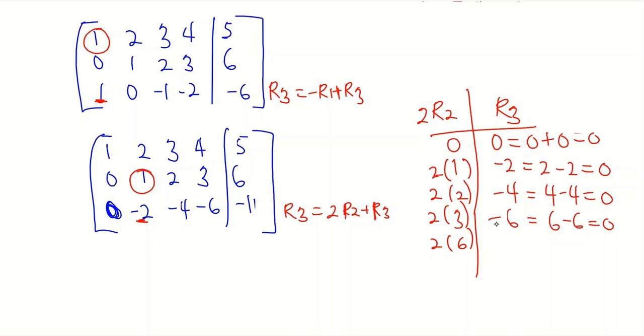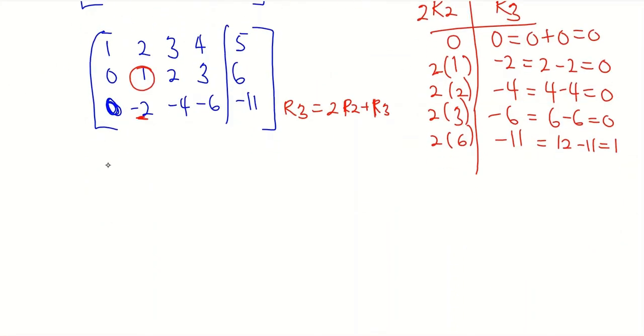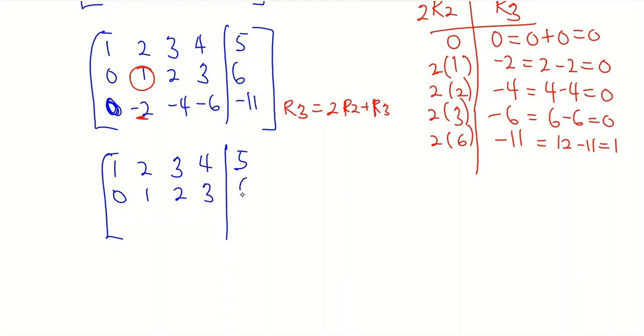Now in row 3 we have minus 11. And so we get 2 times 6 is 12, minus 11, and we get an answer of 1. And this becomes a new row for row 3. And so we can now write our new matrix as, so we have here 1, 2, 3, 4, and then we have 5, 0, 1, 2, 3, 6. And then our new element for row 3 now becomes 0, 0, 0, 0, 1.